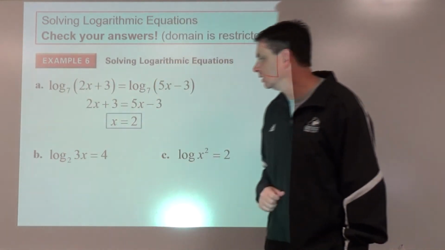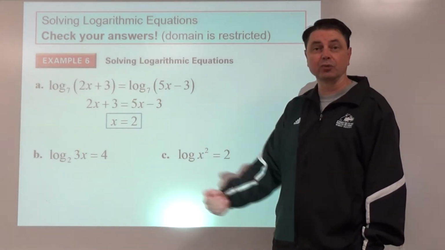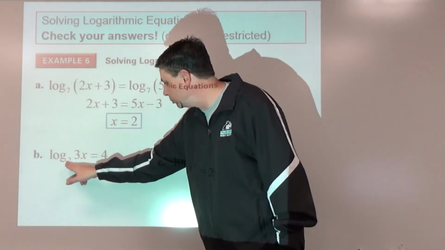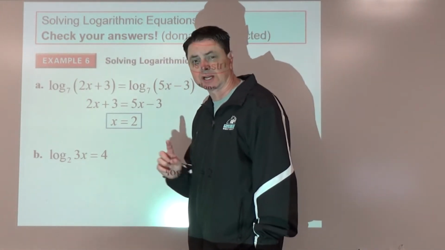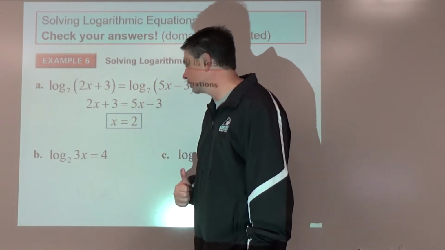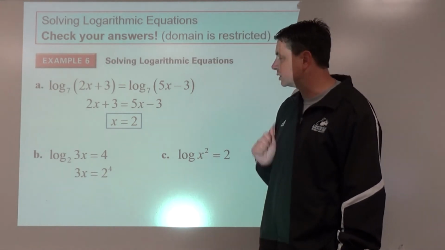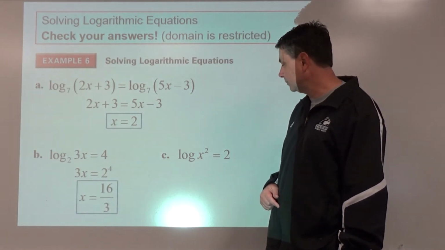All right, part B. Log base 2 of 3x equals 4. Let's rewrite this out of log form. Let's move the base to the other side. Not the greatest example, because even if we did it wrong, I think we get the right answer. But this should be 2 to the 4th power. 3x equals 2 to the 4th power, which is 16. So x equals 16 divided by 3.